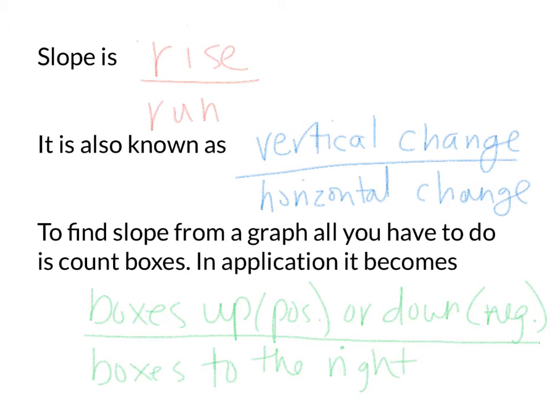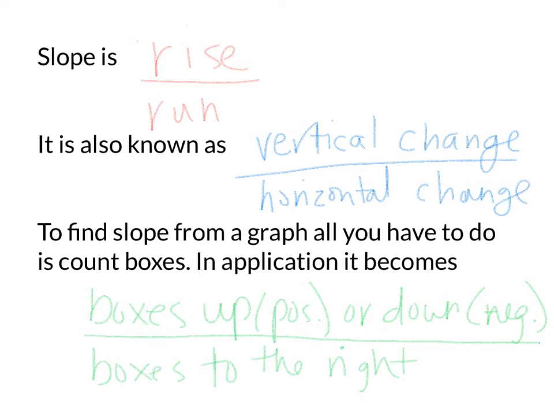So, first of all, slope by definition, kind of in its rawest part, is rise over run. Okay, it can also be known as the vertical change over the horizontal change. Okay, vertical refers to the y. The y-axis goes up and down, and then the horizontal change is referring to the x, which goes left to right, which obviously lines up with the rise over run. But the main thing here to know is to find the slope from a graph. All you have to do is count boxes, okay?